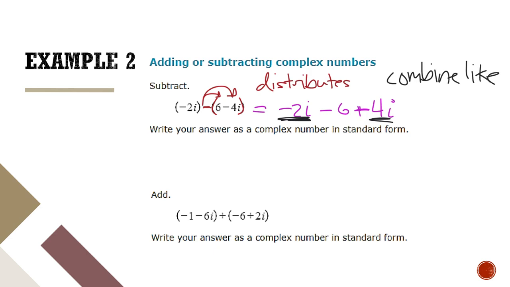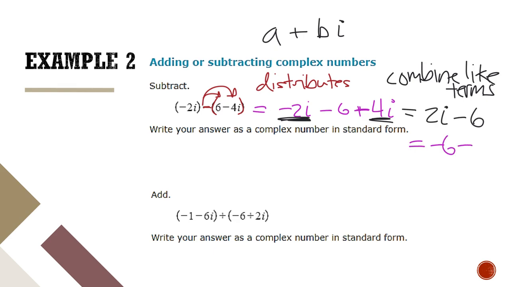Combining like terms, the negative 2i and positive 4i turns into positive 2i, and then the minus 6. But that's not in the form I want. Remember, I wanted an a plus b times i. So we just have to flip it around so that it's negative 6 plus 2 times i. This is the form that you should have it in. I know your homework will probably be okay with writing it the other way, but I want it in that standard form.